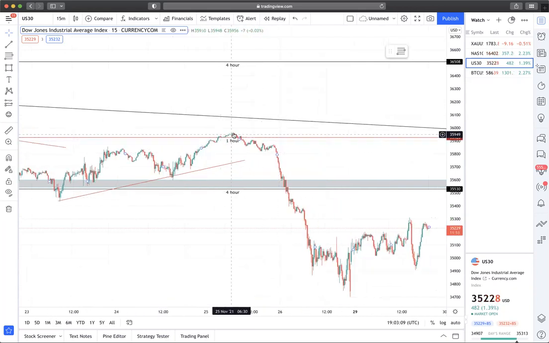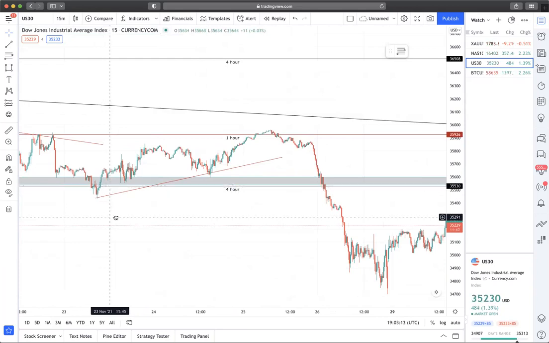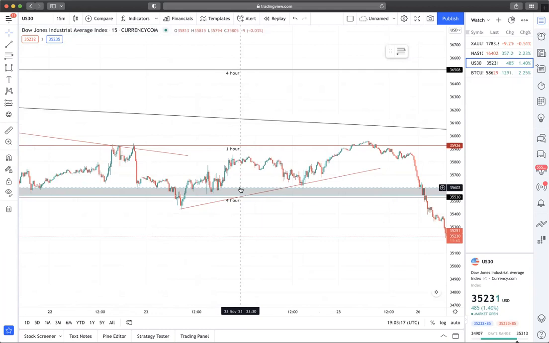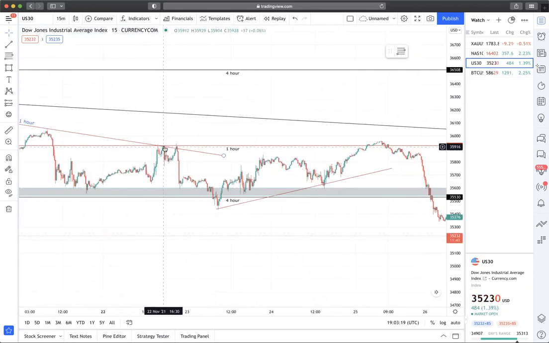So how you see the breakouts here, retest. Same with trend lines, breakouts or retest. So this would be a great example of a retest. Here's a retest.